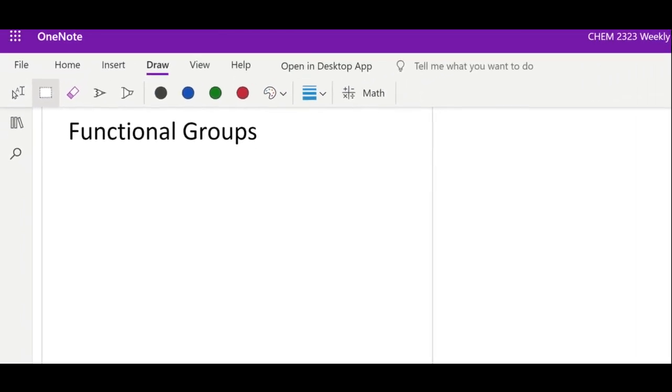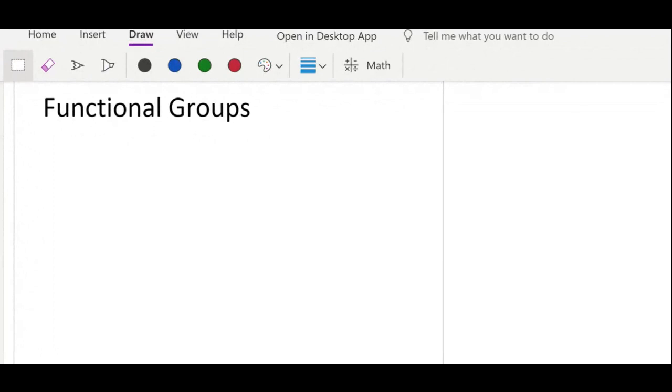I'm going to zoom out a little bit. Okay, get the black marker. So I'm going to draw the functional groups and then we'll label them.